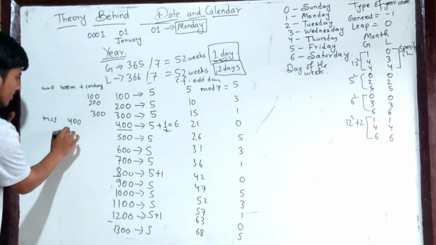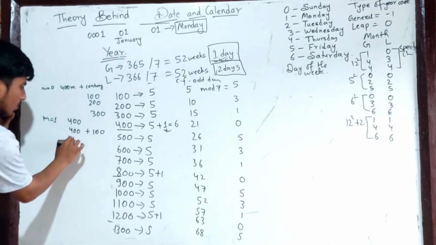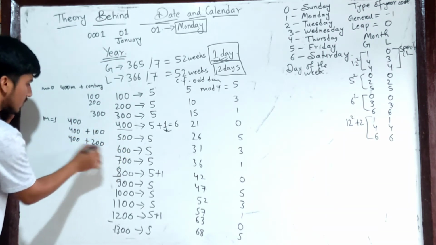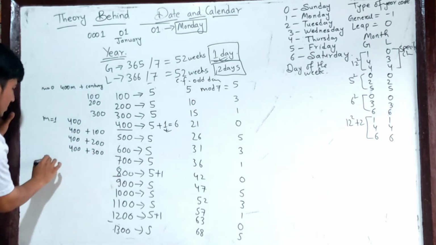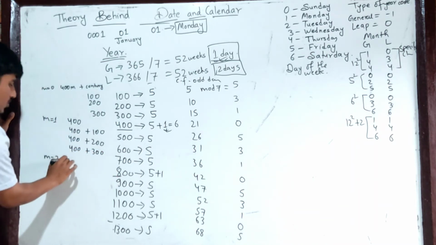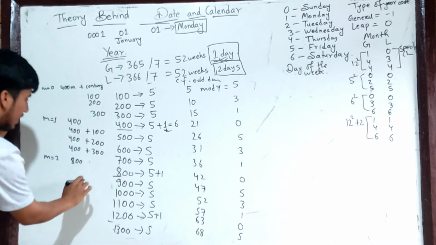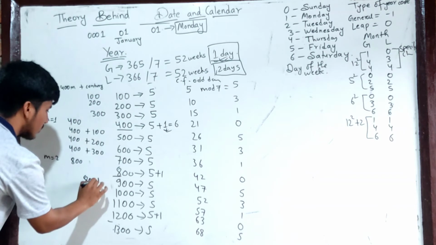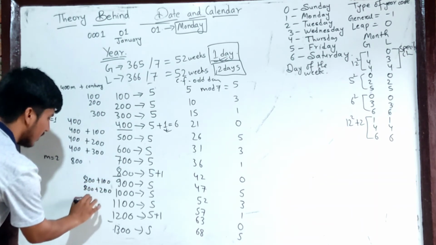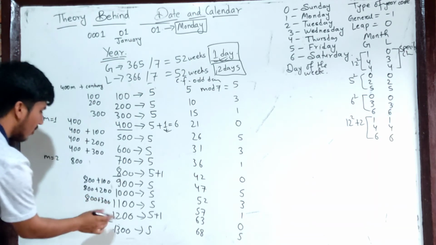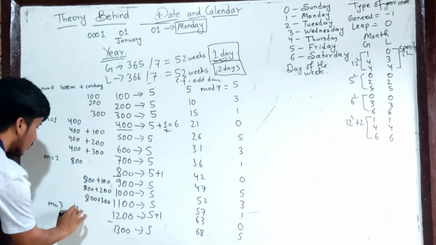If we continue like that, then 400 plus 100 is equal to 500. 400 plus 200 is equal to 600. 400 plus 300 is equal to 700. Now again m is equal to 2, right? 400 times 2 is 800. So here nothing, 800, right? Here we say 800 plus 100, here 800 plus 200, 800 plus 300. Now again 1200 is when m is equal to 3. 400 times 3 is 1200.